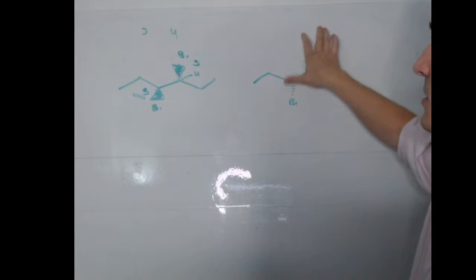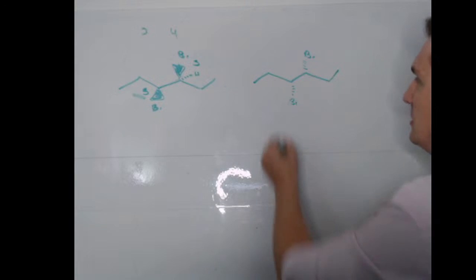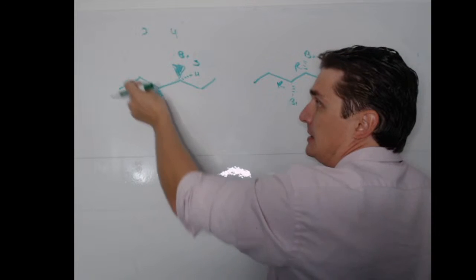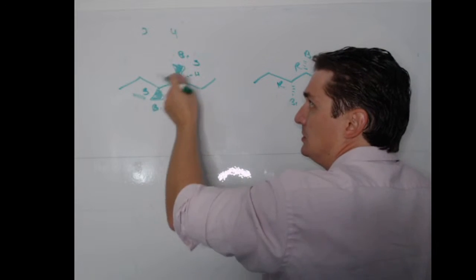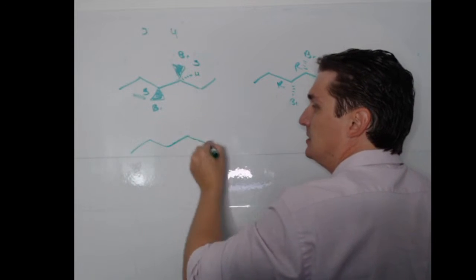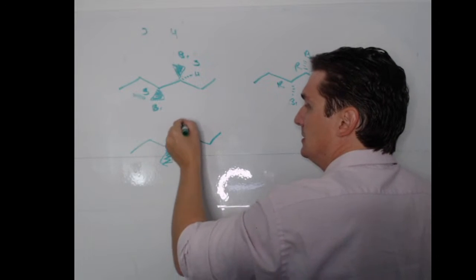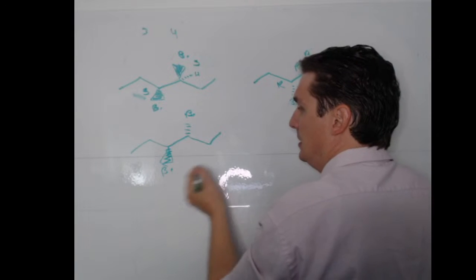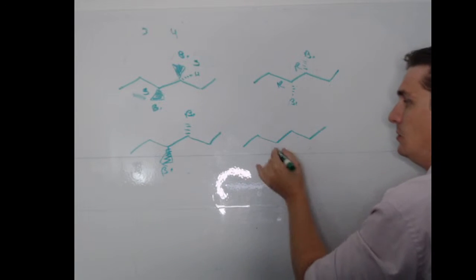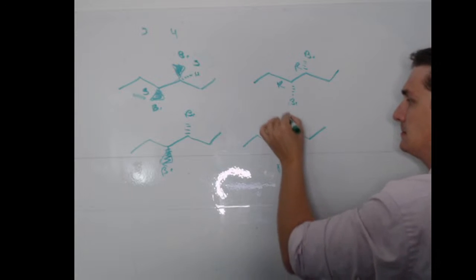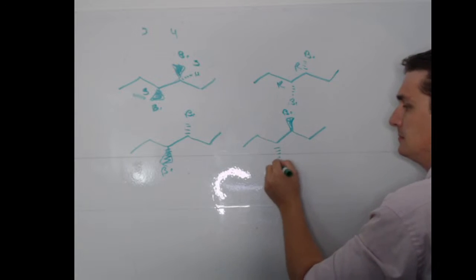So this would be the R and the R. Yeah, this would be R and R. If you want to do R and S, and let's say you drew this as your first guess, well, in order to flip from an R to an S, all you gotta do is change the wedge to a dash. So let's say you want to do SR or RS. That's all you have to do.